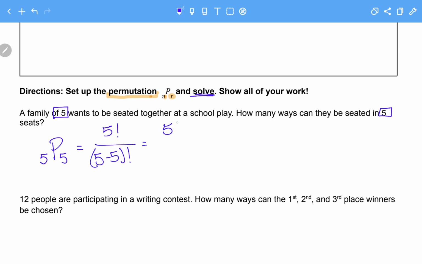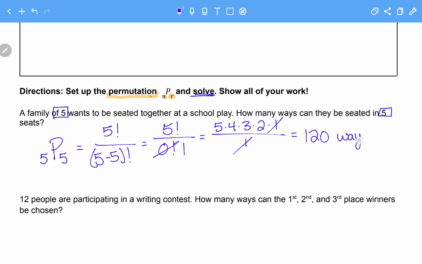Do your parentheses. Oh, 0 factorial, remember that is just 1. So 5 factorial over 1, we're going to have to count down that 5. 5, 4, 3, 2, 1. Those 1s can cross off, but we're still going to have 5 times 4 times 3 times 2. That will give us 20, 60, 120. So 120 ways.